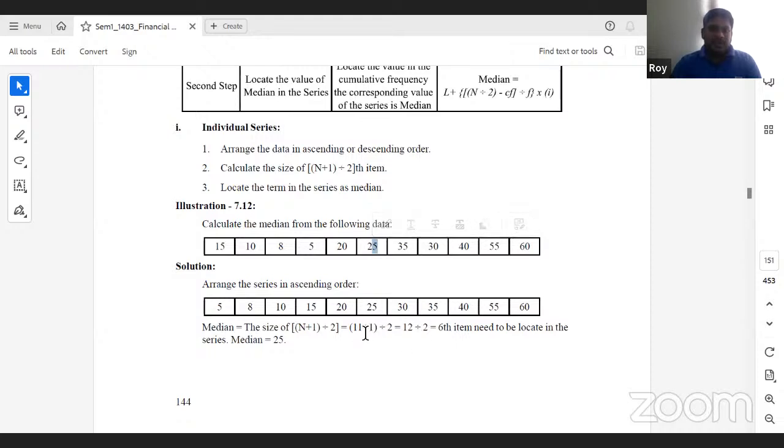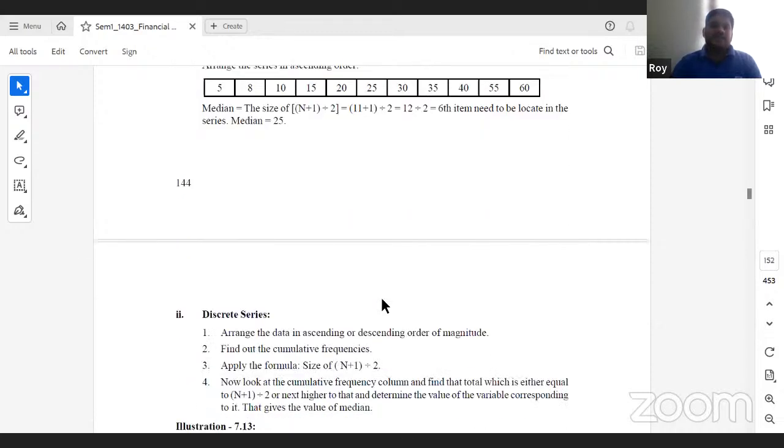Mid value here, see, n plus 1, there are 11 numbers. 11 positions or 11 sizes there. 11 plus 1, 12. 12 divided by 2 is the sixth one. The sixth term is the 25th. The median of this is this.